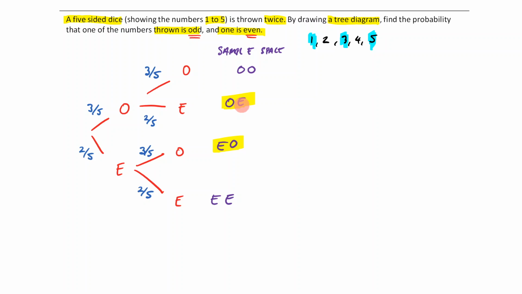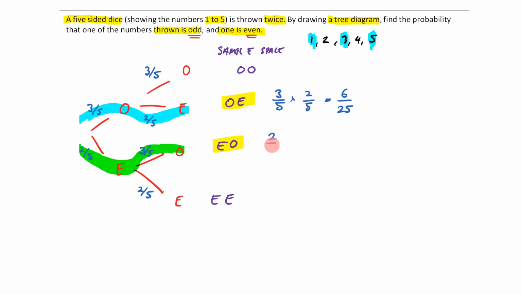So how can I figure out the probability of getting this one? Well, remember what you do here is you multiply across the branches. So odd, then even. So I go like that. So I'm going to go 3 on 5 times 2 on 5. And when I do that, I get 6 on 25. And then I'll do the other one here. So I'm going to go even, then odd, like that. So this will be 2 on 5 times 3 on 5, which is 6 on 25.